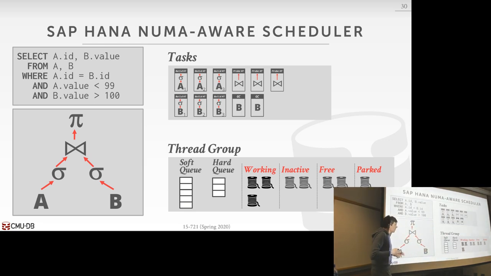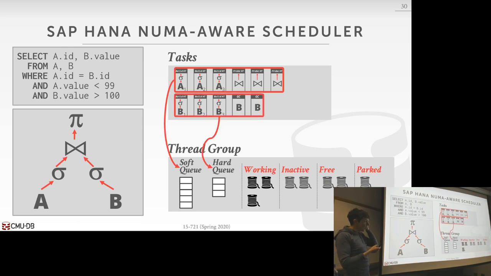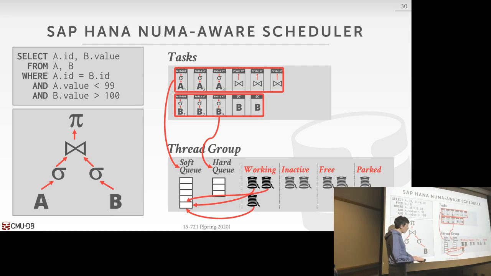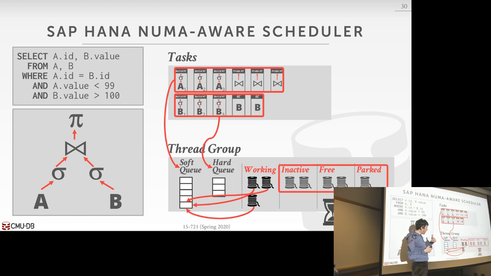So here's that same query we had before. Say these tasks here we can put into the soft queue, and then for whatever reason we put these other tasks in the hard queue. For my purpose here, it doesn't actually matter; I'm just showing this for illustration. Now all the worker threads are pulling from the soft queue. My inactive threads are just waiting on something in the OS. The free threads are spinning on the soft queue or the hard queue looking for work to do. And the parked threads are blocked by the watchdog thread.